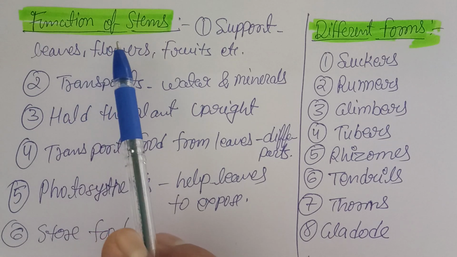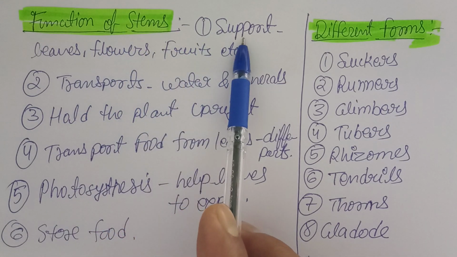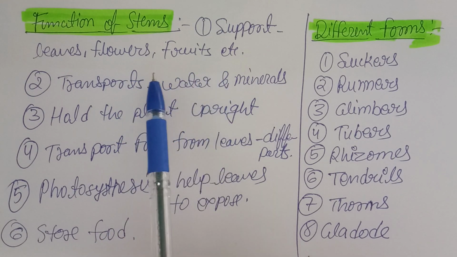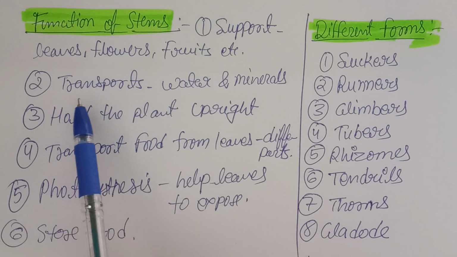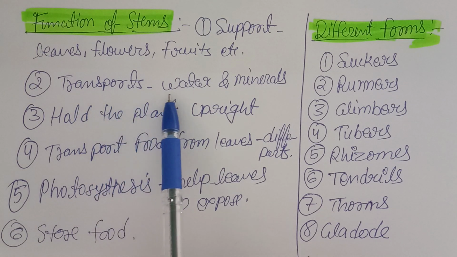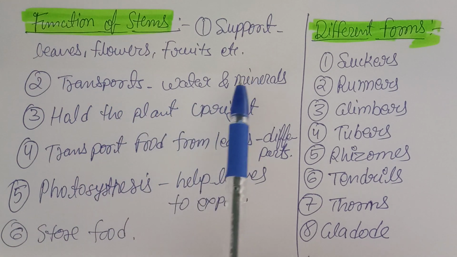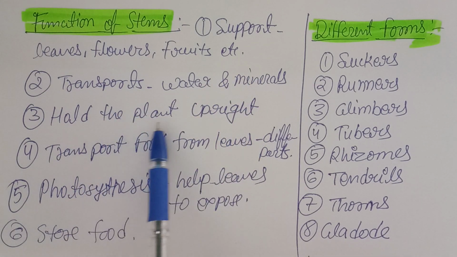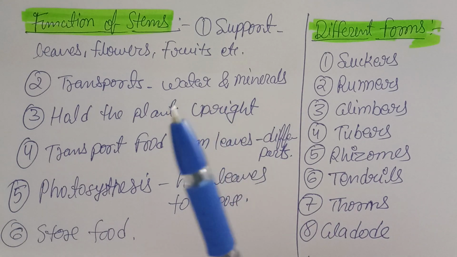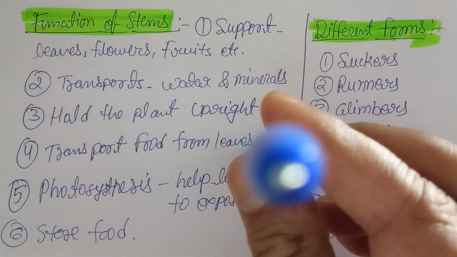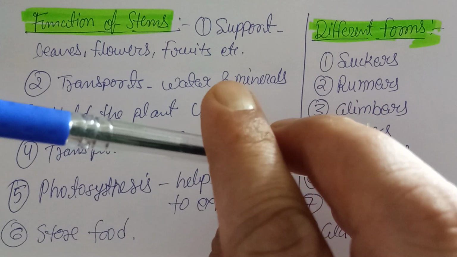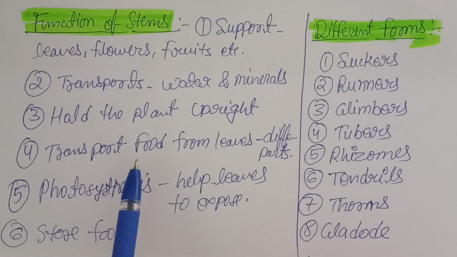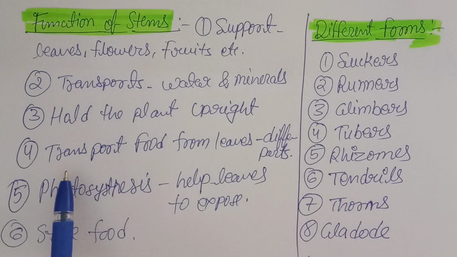Stems have some basic functions in the plant. They provide support to the leaves, the flowers, the fruits, etc. They also help the plant transport water and minerals from the root towards the leaves, via the stem only, and they hold the plant upright. That's why the plant stands upright like this, otherwise it may go like this and this. So that is very important, because of the stem the plant will stand properly.